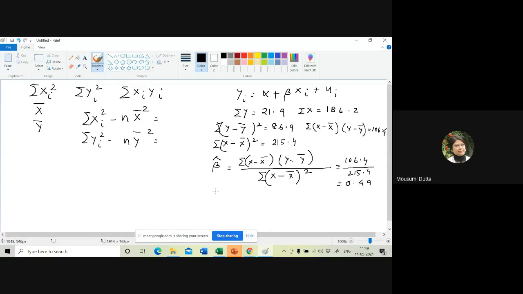Now what is the formula for alpha hat? Y bar minus beta hat x bar. So put the values. You have y bar, x bar with you, and beta hat. Calculate it and find out the result.